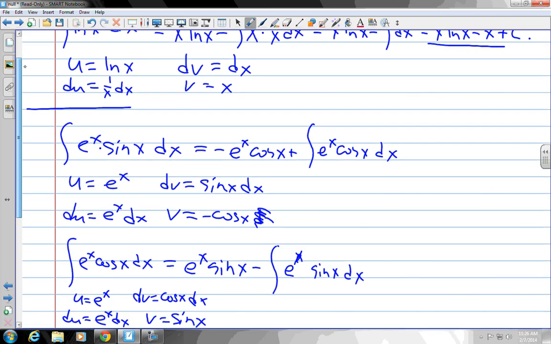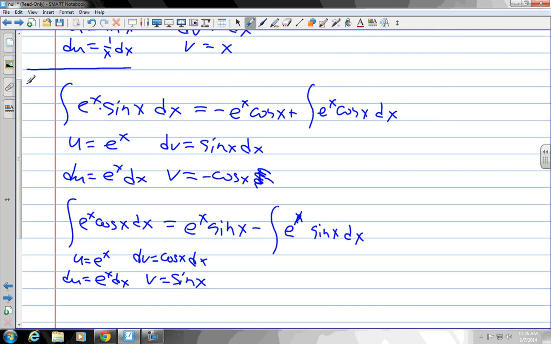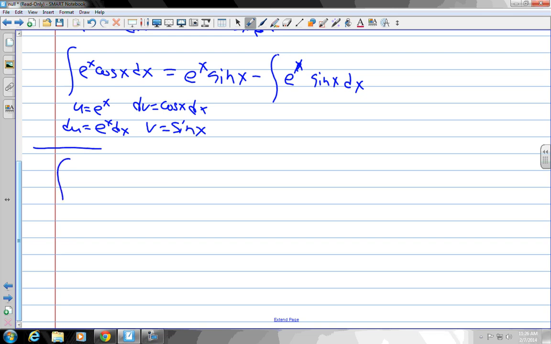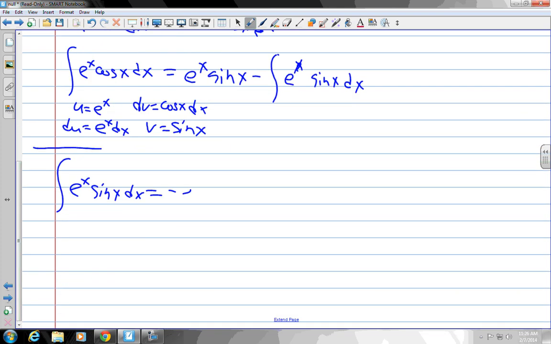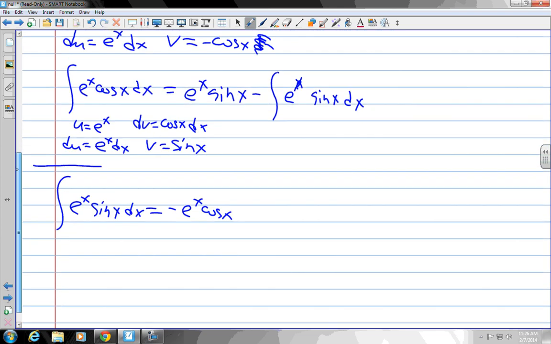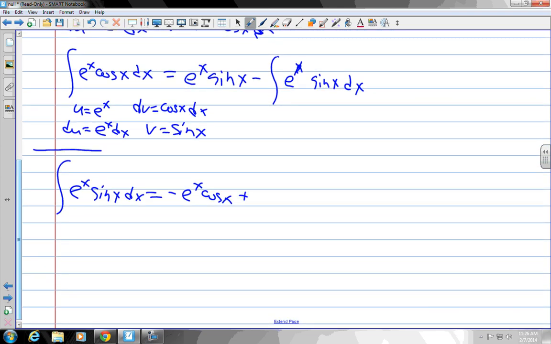Because what is the original problem? Let's copy it over. So it's the integral of e to the x sine x dx equals. So we have negative e to the x cosine x plus this integral, right? Which is e to the x sine x minus the integral of e to the x sine x dx. This is where we're at.